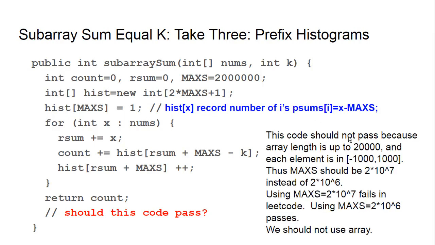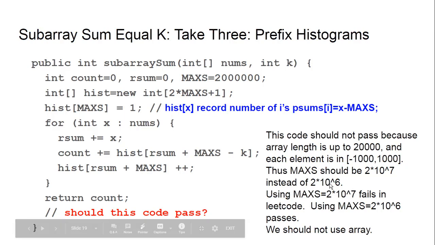So this code should not pass because this max s is not big enough. Because the array can contain up to 20,000 elements, each of them can be negative 1,000 to 1,000. So the range should be negative 2 times 10 to the 7 to positive 2 times 10 to the 7. So max s should be 2 times 10 to the 7 instead of 2 times 10 to the 6.